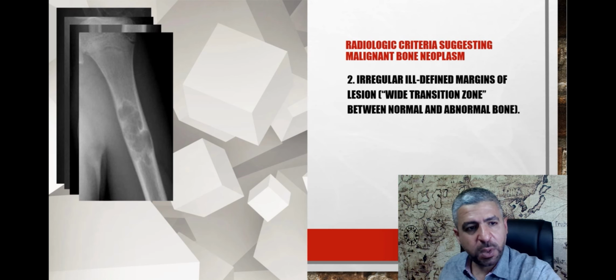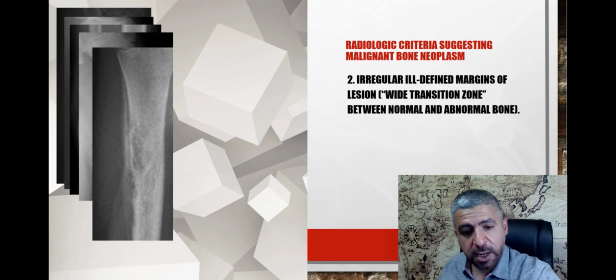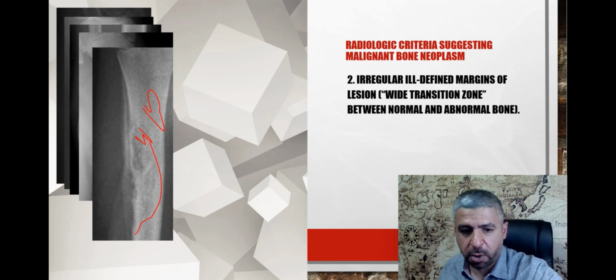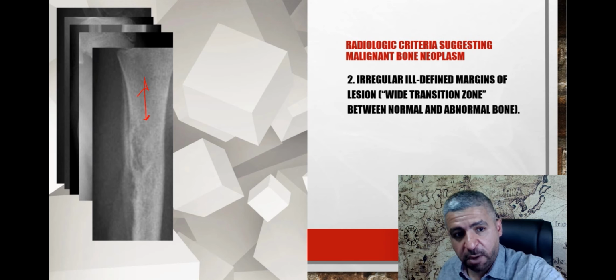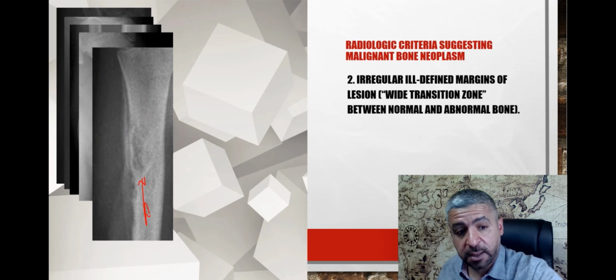Again, is it a wide zone of transition? It's very well demarcated, a narrow zone of transition. So this is a benign bone lesion. It's not malignant. While if you look here, is this a wide zone of transition? Well, maybe this is abnormal bone, maybe this is normal bone. I don't know whether here it's normal or abnormal. So this indicates a wide zone of transition from abnormal bone to normal bone. This is a malignant bone lesion, especially if you take into consideration the associated periosteal reaction.